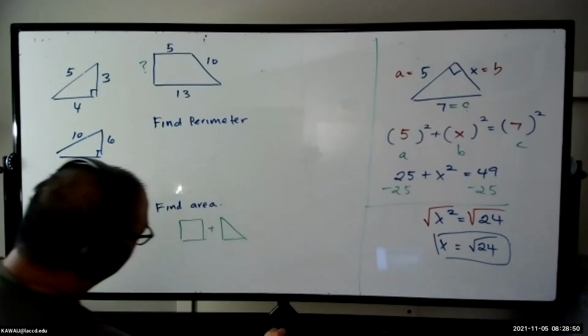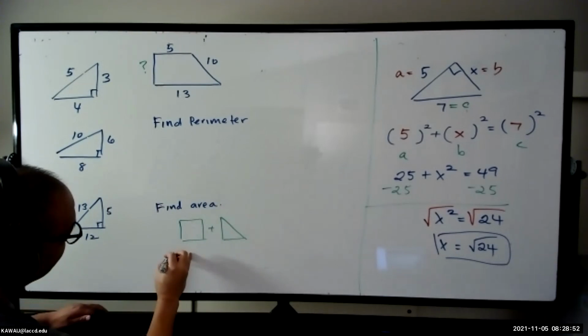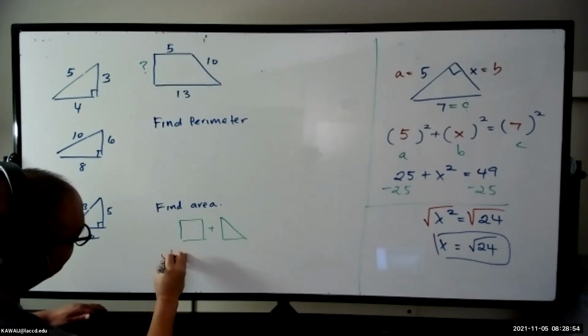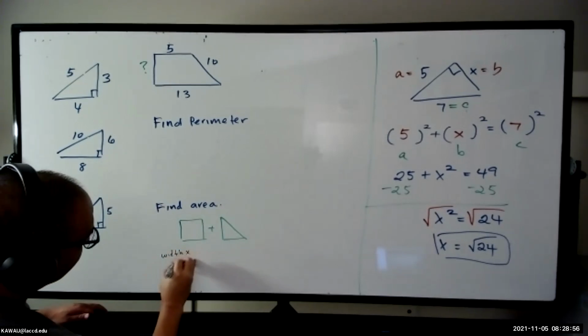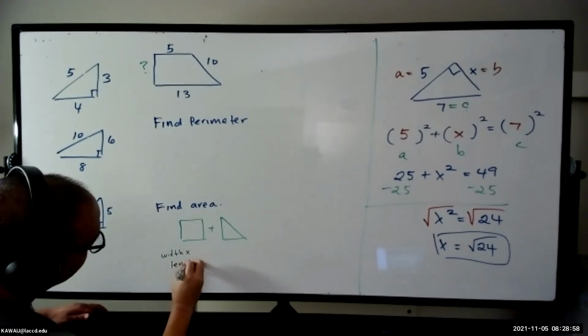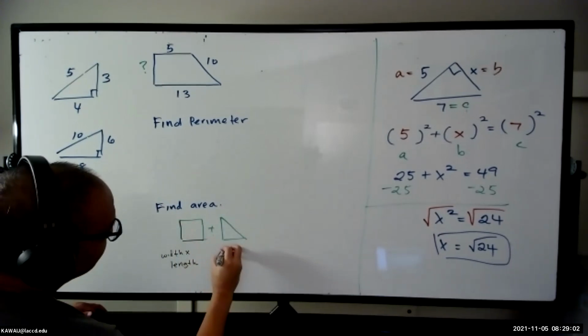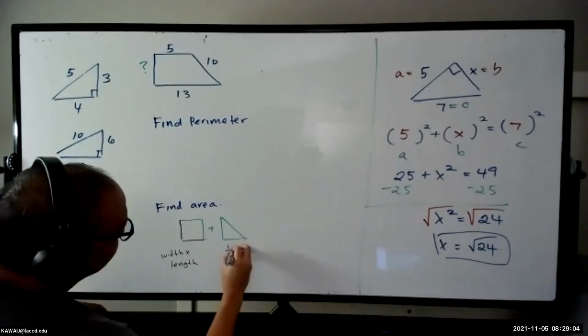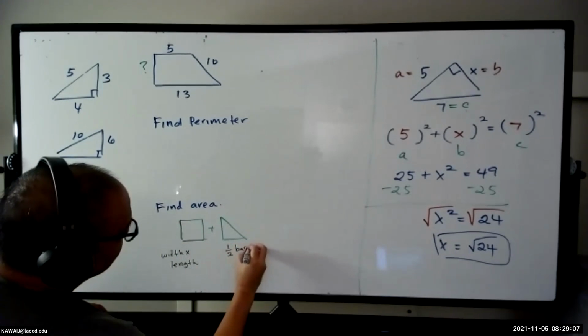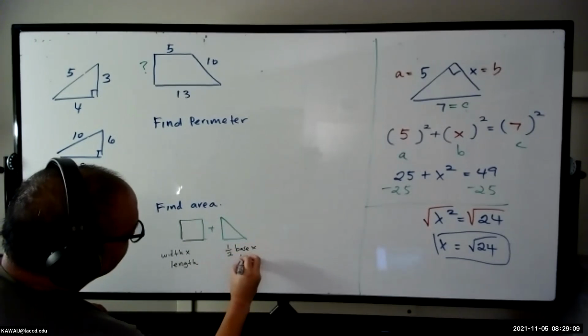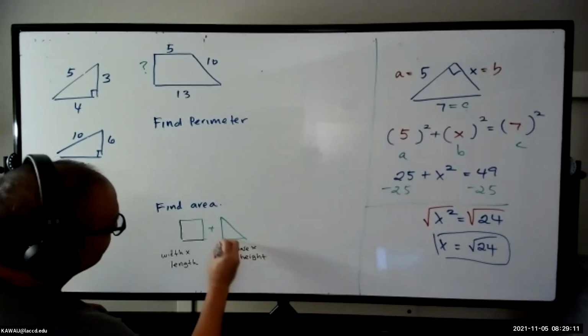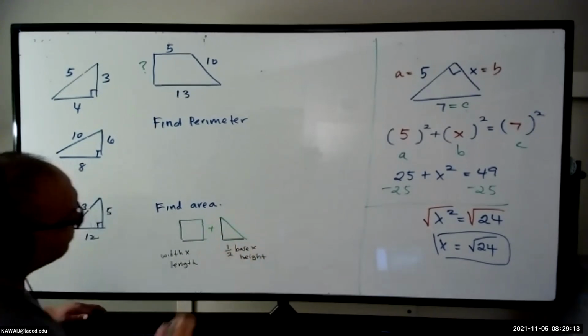And let's remember our formulas. This one is width times length. Right? This side times that side. And this one is 1/2 base times height. So 1/2 this times that.